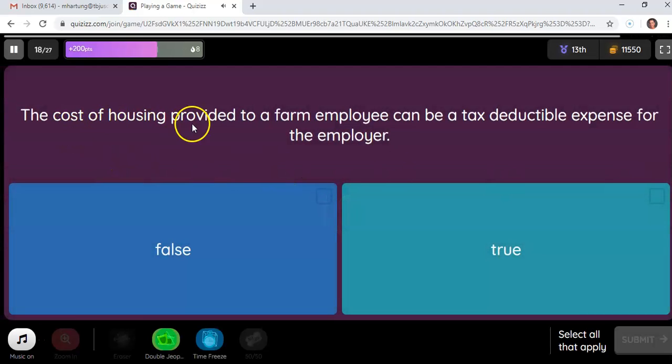The cost of housing provided to a farm employee can be a tax-deductible expense for the employer. Well, this is fun to see because we covered this back when the contest used Publication 225, the IRS tax guide for farmers. So this is true. You can have that as a tax-deductible expense.